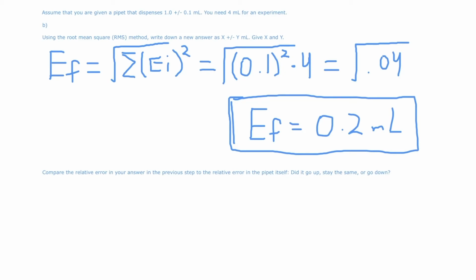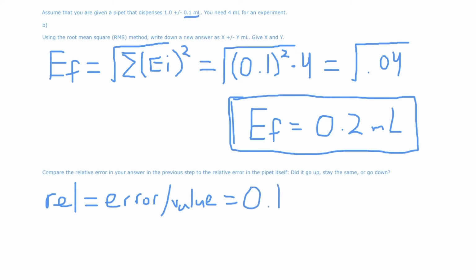That states, compare the relative error in your answer in the previous step to the relative error in the pipette itself. Did it go up, stay the same, or go down? So this is the same question as you saw at the end of part A. Let's restate the formula for the relative error. It's equal to the error over the value. So starting with the pipette, this is the same exact formula as last time and the same exact calculation. For the pipette, we know that the error is 0.1 milliliters. So that goes right here, divided by the final value that we get with one measurement, which is 1.